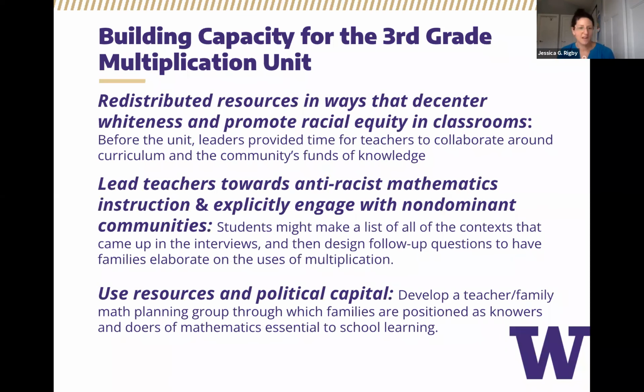So we're going to give another example of how leaders might build capacity for the 3rd grade multiplication unit. There are 3 main ways that we're talking about it here. One is around redistributing resources in ways that decenter whiteness and promote racial equity in classrooms. And here we're saying that before the unit, the leaders did this.